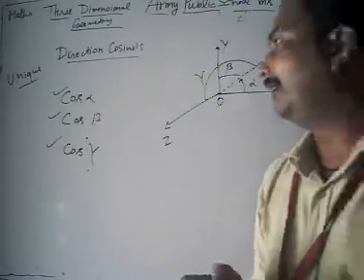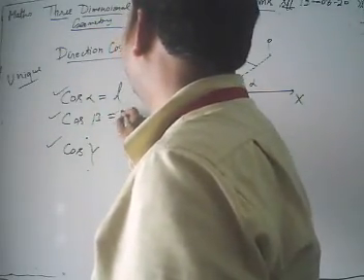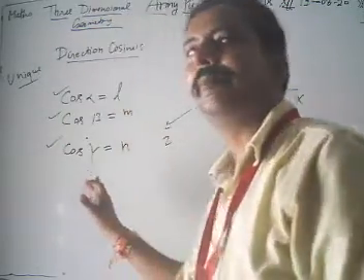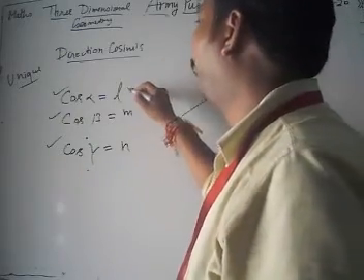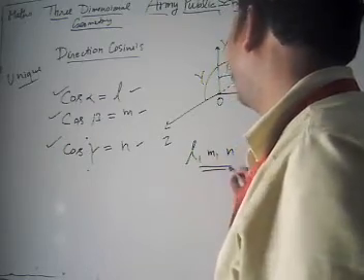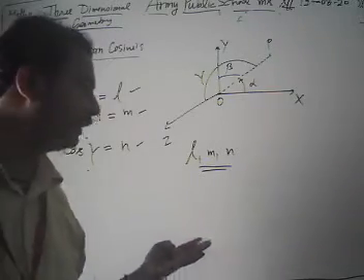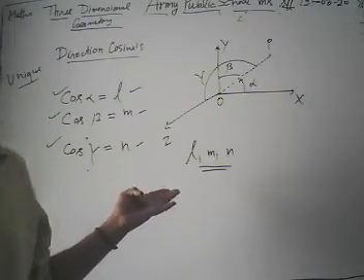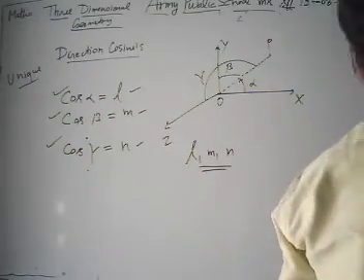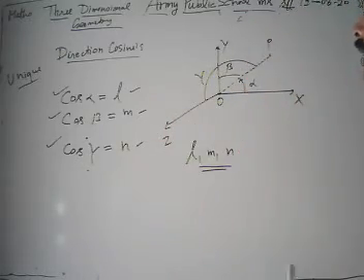Now generally cos alpha, cos beta and cos gamma are denoted by L, M and N. These L, M and N are known as direction cosines, where L is cos alpha, M is cos beta and N is cos gamma, where alpha, beta and gamma are the directed angles with respect to the x axis, y axis and z axis. This is our concept of L, M, N.